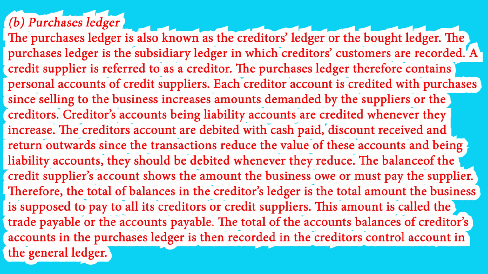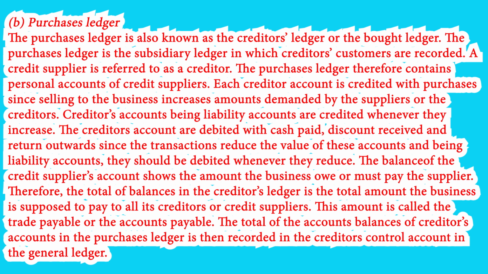Let us now look at the purchases ledger. The purchases ledger is also known as the creditors ledger or the bought ledger. The purchases ledger is a subsidiary ledger in which creditors accounts are recorded. A credit supplier is referred to as a creditor. The purchases ledger therefore contains personal accounts of credit suppliers. Each creditor's account is credited with purchases, since buying from the suppliers increases amounts demanded by the suppliers or the creditors. Creditors accounts being liabilities accounts are credited whenever they increase.